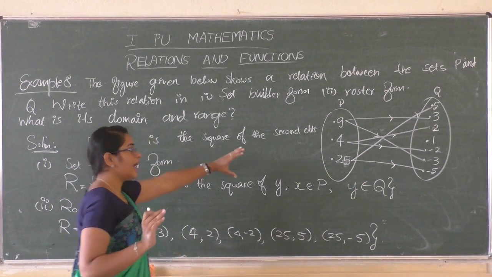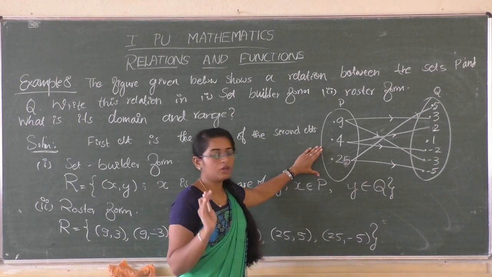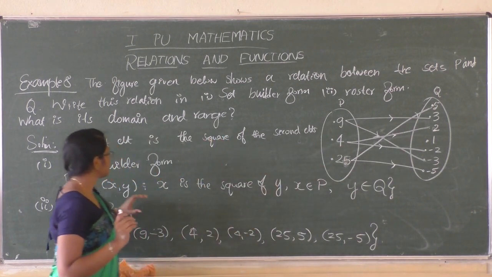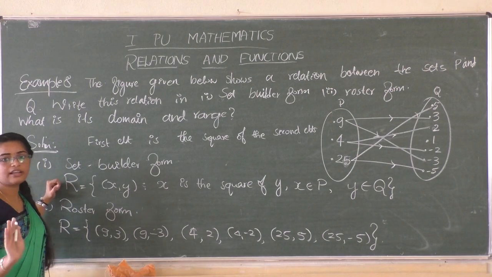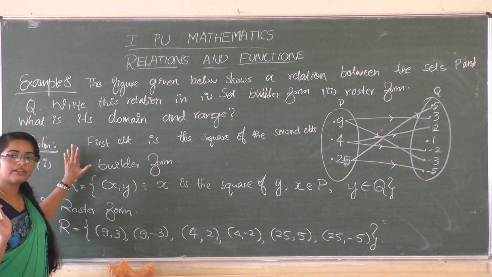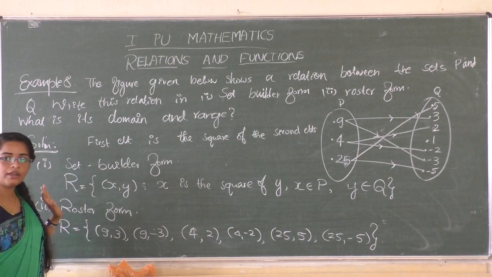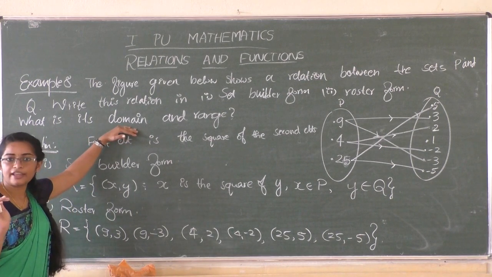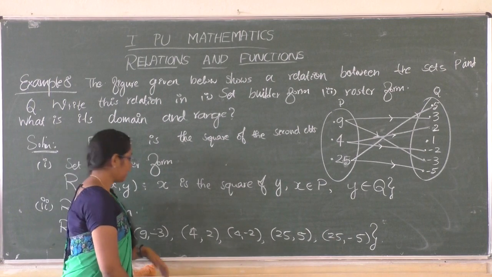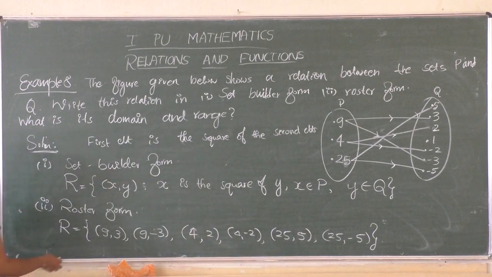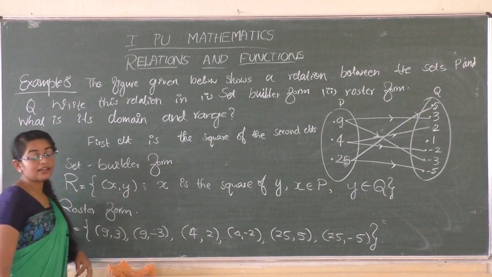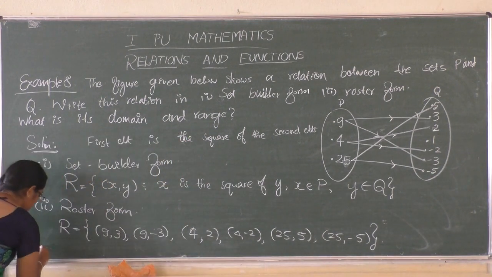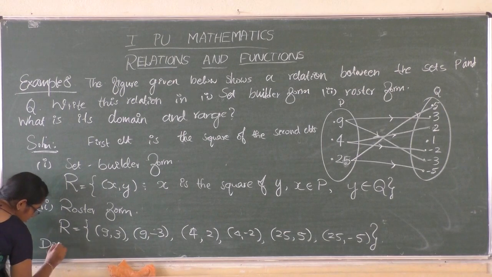See, we are given an arrow diagram. What you need to do? You need to write down the relation first, in both set builder form and roster form. After that, what you need to find is the domain and range of the relation. Okay, here go. By looking at this, you can easily say what the domain and range of the relation are. What is the domain here?